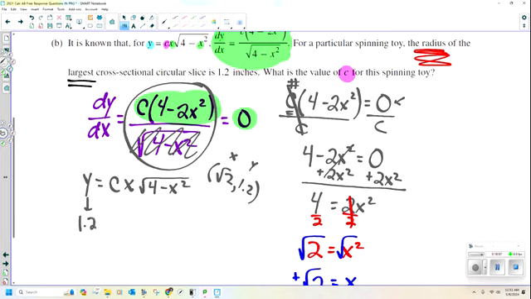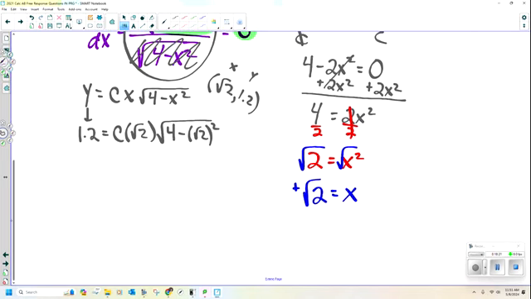y is 1.2 equals, I'm solving for c, x is the square root of 2 times the square root of 4 minus the square root of 2, squared. All right, let's just run with it. Let's just do some algebra, kids. Don't be scared. So I've got radical 2 times c. The square root of 2 squared means the square root and square cancel. That's just 4 minus 2, which is 2 underneath the square root, equals 1.2. Well, if I multiply square root of 2 times the square root of 2, that's the square root of 4, which is 2.